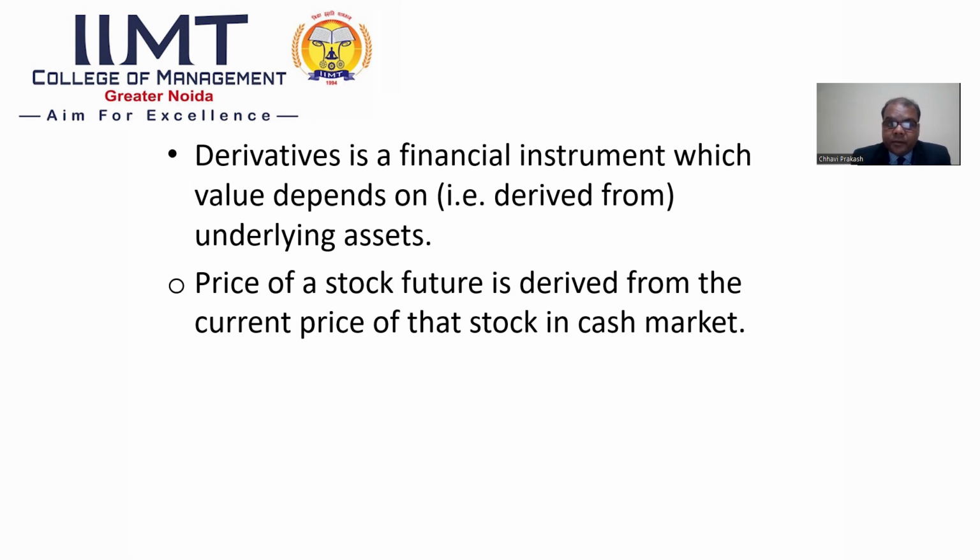Similarly, take an example. The price of a stock future is derived from the current price of that stock in the cash market. Because as the basis for deriving the price of the future contract of the stock, we are considering the price of the stock in the cash market. So we are deriving price from the underlying asset. That's why it is called derivatives.